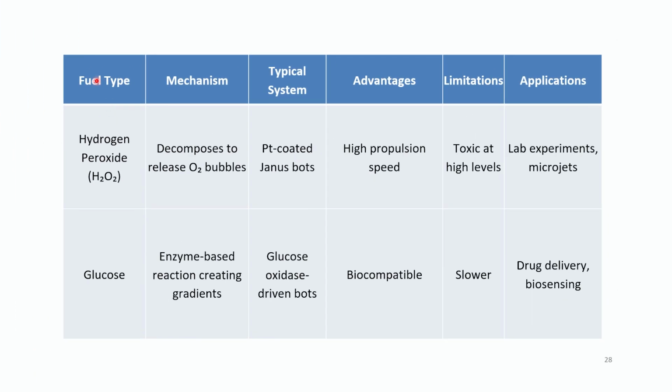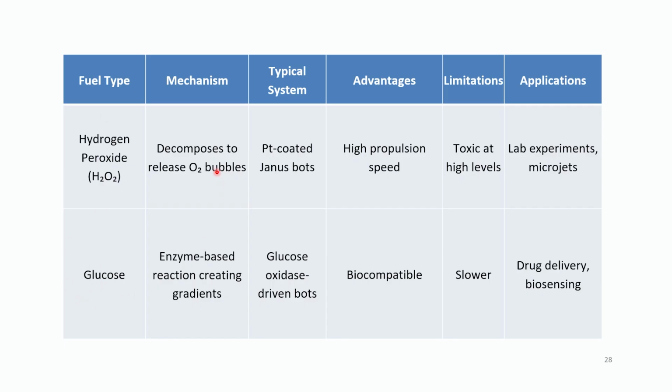So that's a comparative chart. The fuel type: hydrogen peroxide. Mechanism: it decomposes to release oxygen bubbles. Typical system is platinum coated Janus bots. Advantages: high propulsion speed. Limitations: it is toxic at high levels. Applications: lab experiments and microjets.